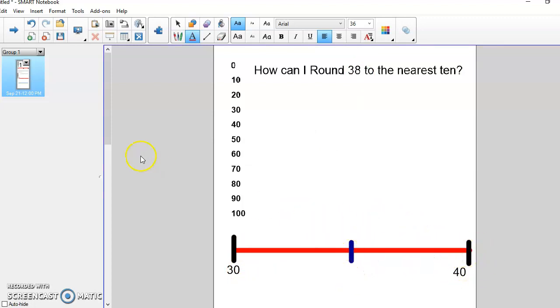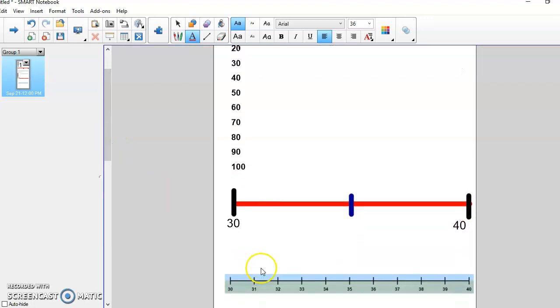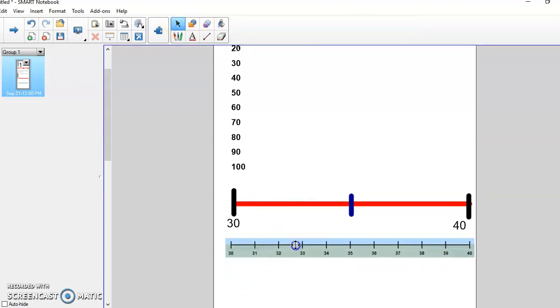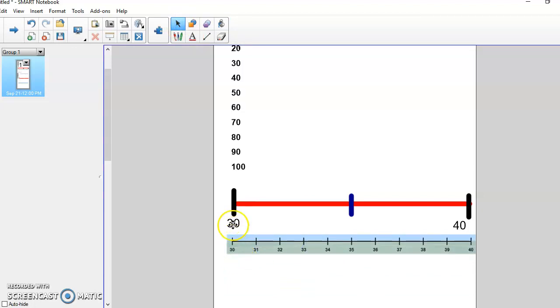Now let's talk about our middle tick point. I have this number line, and if you notice, 30 is the beginning tick point and 40 is the ending tick point. To get from 30 to 40, I want to figure out how many jumps that would take. I could count 1 jump, 2 jumps, 3 jumps, 4, 5, 6, 7, 8, 9, 10 jumps. So to get from 30 to 40, it would take me 10 jumps. That means there are 10 numbers in between 30 and 40.